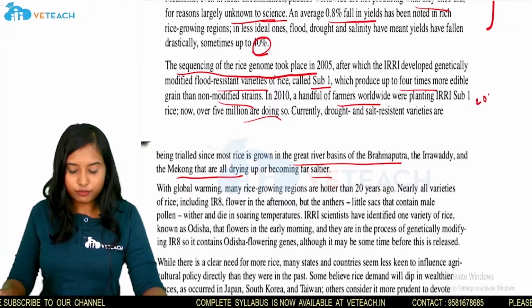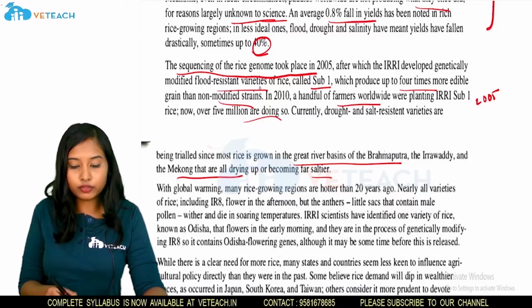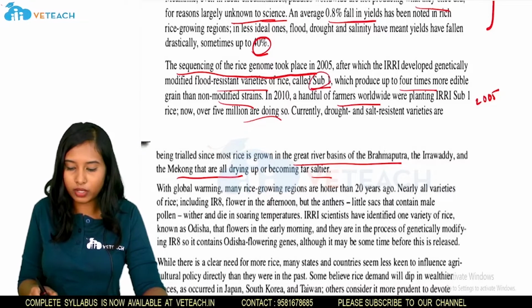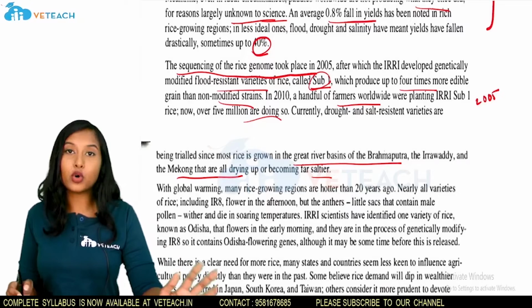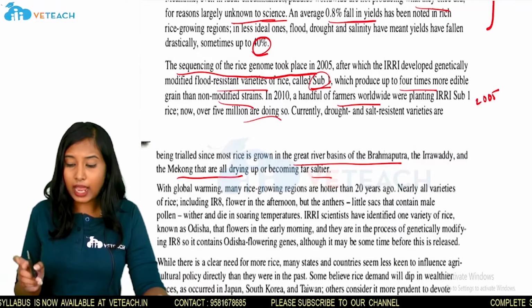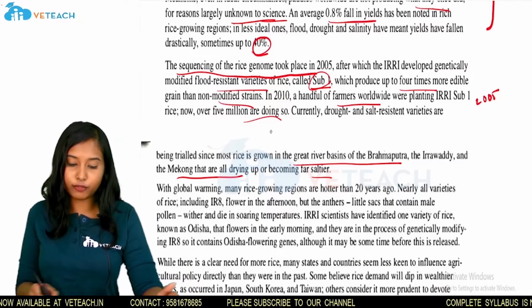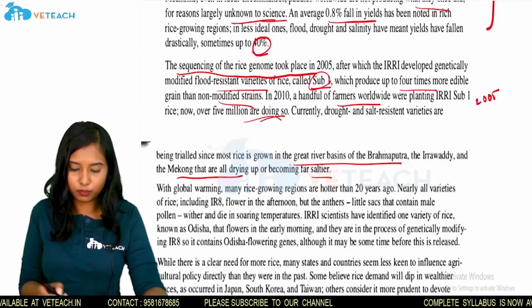In 2005, the sequencing of the rice genome took place, which led to a new variant of rice called Sub-1, which produced up to 4 times more edible grain than non-modified strains. Only a handful of farmers worldwide were planting this variant, but now over 5 million are doing so.